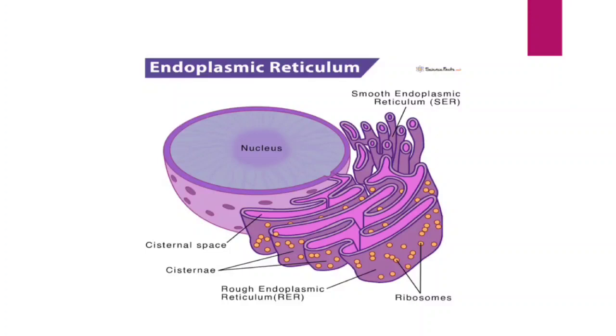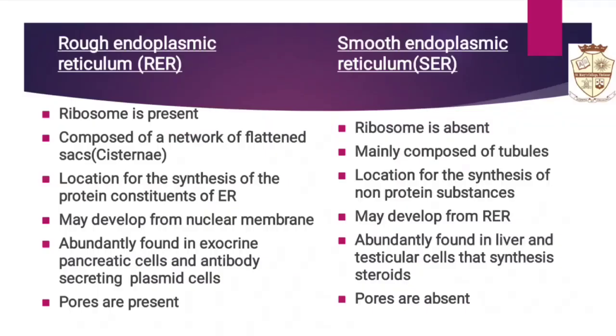This is the picture of endoplasmic reticulum. Here we can see the smooth endoplasmic reticulum, rough endoplasmic reticulum, ribosomes, cisterna, and the cisternal space. Then move to the rough endoplasmic reticulum and the smooth endoplasmic reticulum.